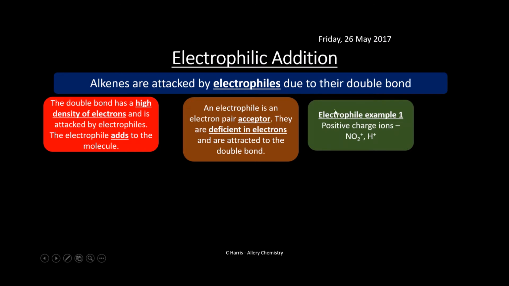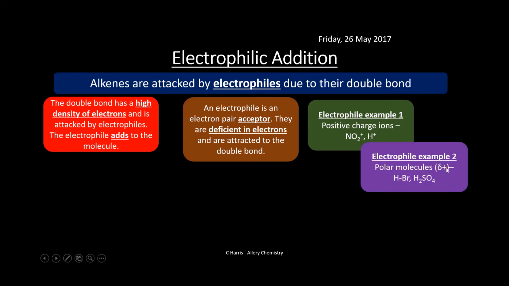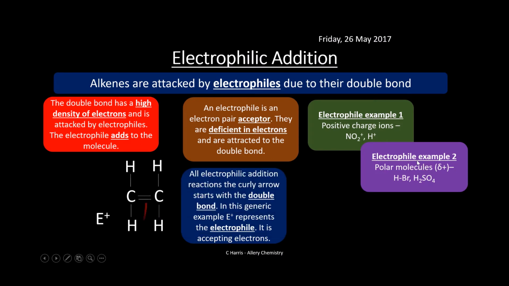So these are molecules which might have this deficiency. Here are examples of electrophiles: NO2+ and H+. Or you might have just delta positives as well, so delta positive on the hydrogen for HBr and delta positive on the hydrogen in H2SO4. In all electrophilic addition reactions, you have a curly arrow that starts from this double bond here. We're going to use E as a generic example, E standing for electrophile. This electrophile has a positive charge and basically the electrons go from the double bond to the electrophile. All of these electrophilic addition reactions always go this same way.